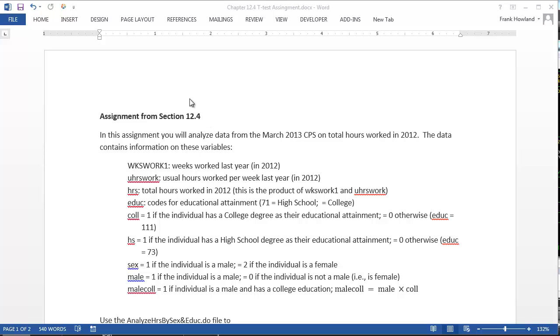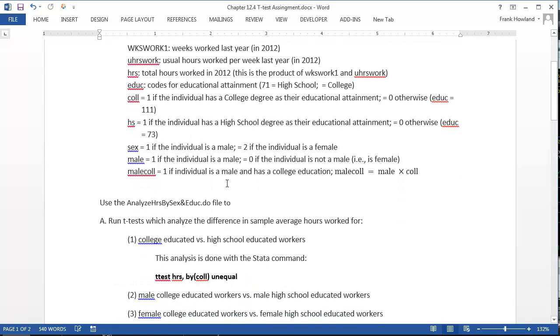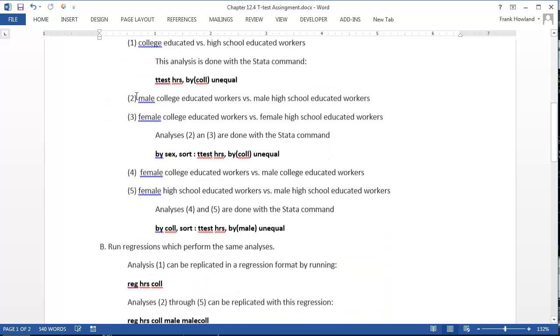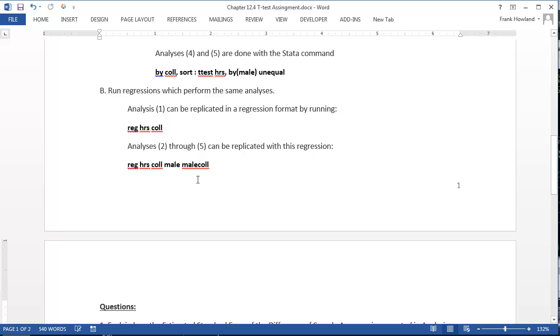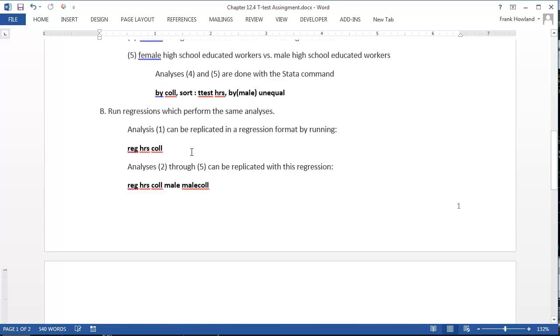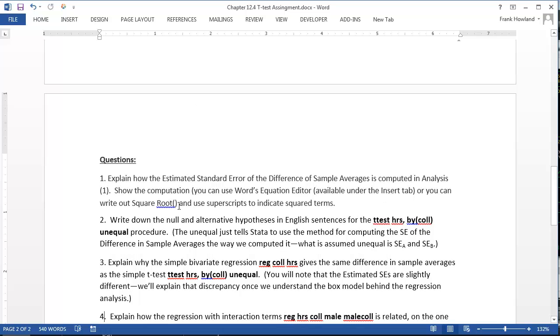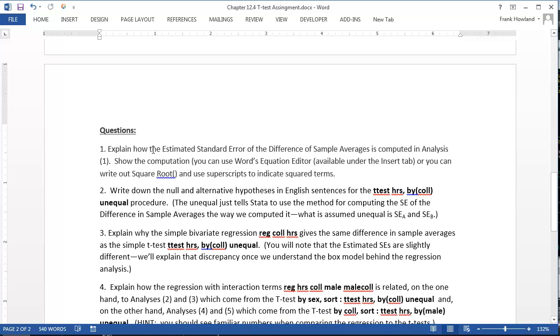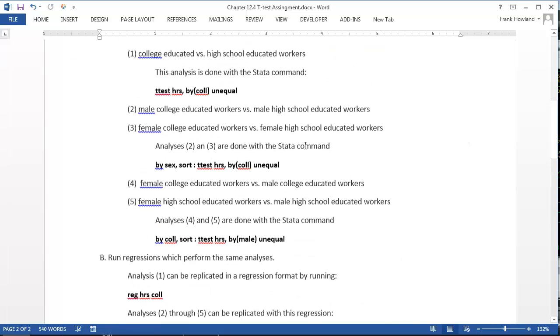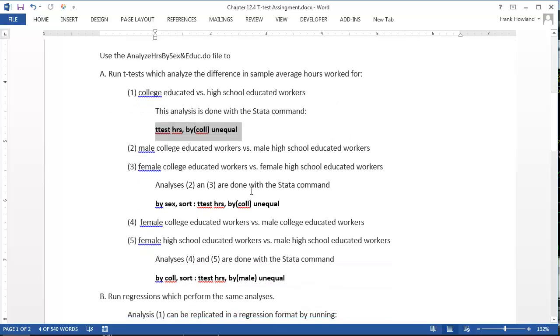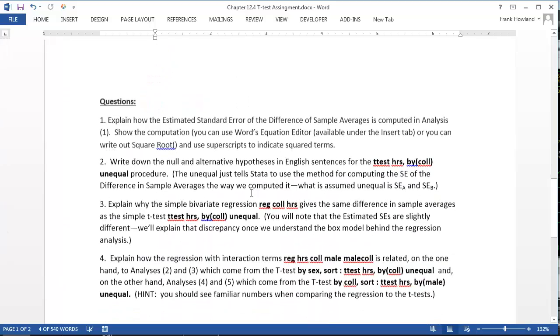Here it is. Okay, so it starts out with defining the variables, just to show you what's going on, and then it repeats what we did. So this is the last thing we ran. It shows all the analyses we ran, and then there are some questions. So first of all, here are the questions. We're going to explain how the estimated standard error of the difference in sample averages is computed, and that's way back up here. How do we compute the standard error for the difference in sample averages? Write down the numbers and show the equation.